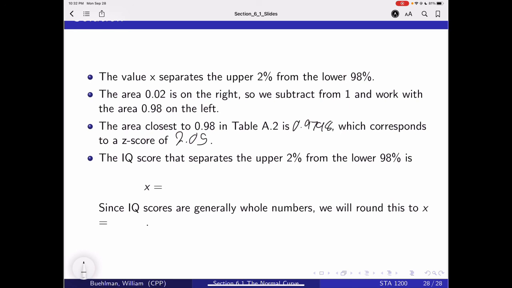The IQ score that separates the upper 2% from the lower 98% is X, which is equal to mu plus z times sigma, which equals 100 plus that 2.05 we found times 15, which equals 130.75. Since IQ scores are generally whole numbers, we're going to round this value of X to 131. So in order to qualify for Mensa membership, you need to have an IQ score of 131 or greater.